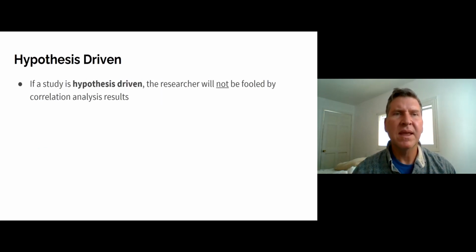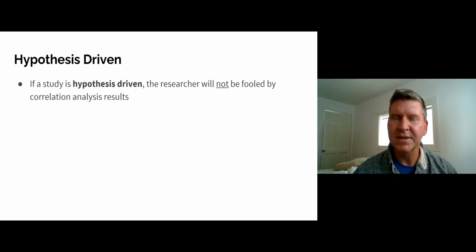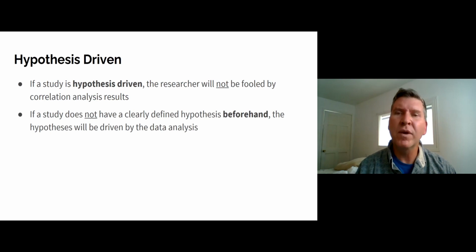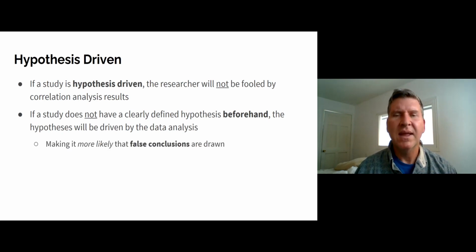We want to make sure that our studies are hypothesis driven, so we can't be fooled by these correlation analysis results. It's very tempting to see patterns in our data and then say, oh, well, maybe I can say this. But because you didn't start with a hypothesis with that in mind, there could be flaws in your research design. If the study doesn't have a clearly defined hypothesis before you begin your empirical study, the hypothesis will be driven by the data analysis. And this means it's more likely that you're going to have false conclusions based on what you observe in the data.